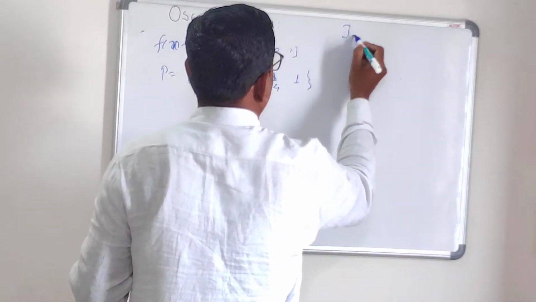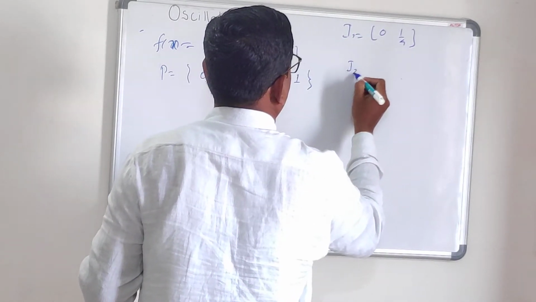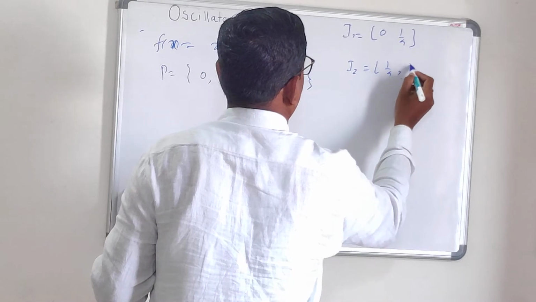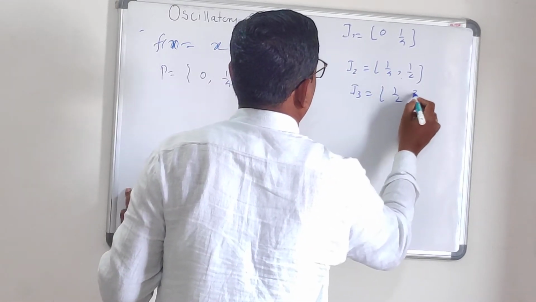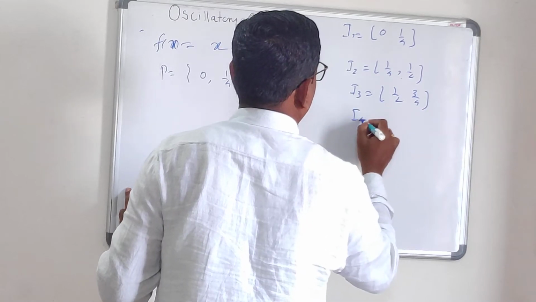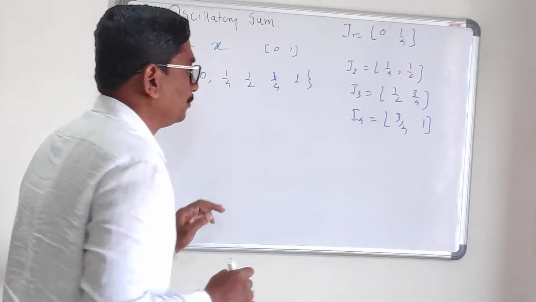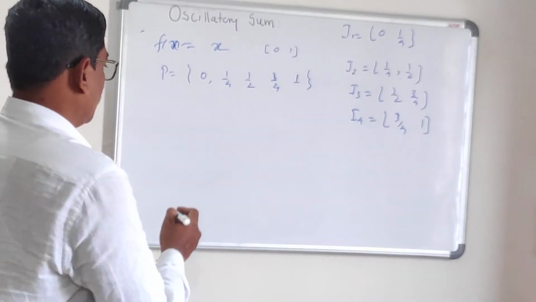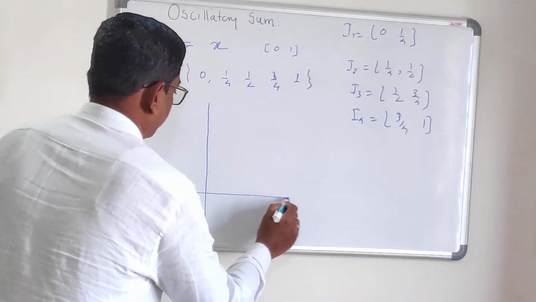What is the first interval? It is [0, 1/4]. Second interval, it is [1/4, 1/2]. Third interval I3 is [1/2, 3/4], and fourth interval I4 is [3/4, 1]. Keep these intervals in mind, and let me explain the upper sum and lower sum graphically.